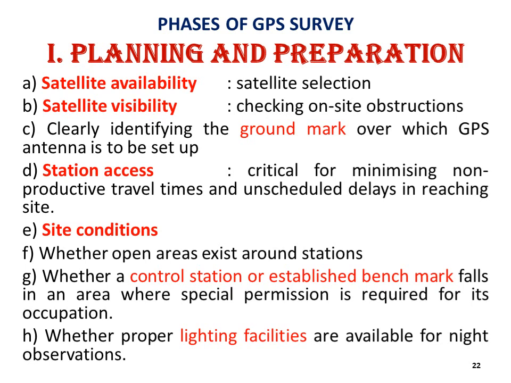Then site conditions have to be checked, whether there is open area around the station, and whether a control station or established benchmark is there. I hope you know what a benchmark is. A benchmark is a point of known elevation, which will help us to locate other points. And whether proper lighting facilities are there, because if you are surveying at night you need proper lighting. Such factors have to be considered in the reconnaissance survey.